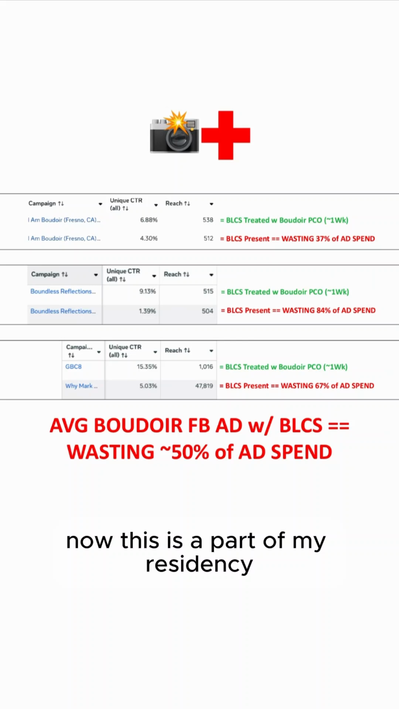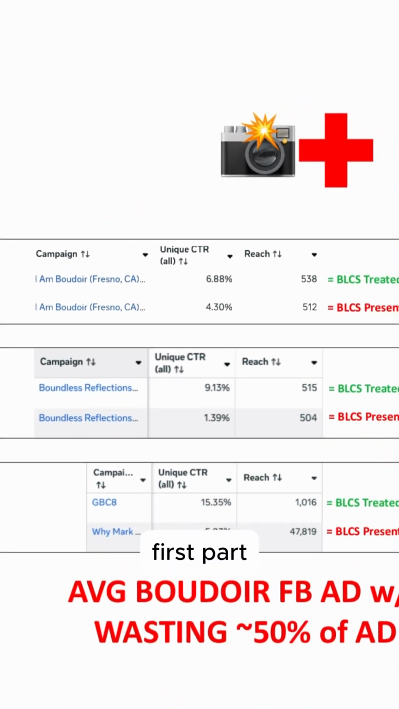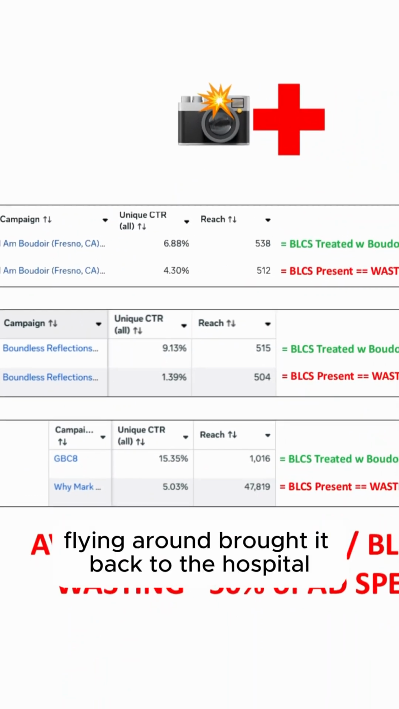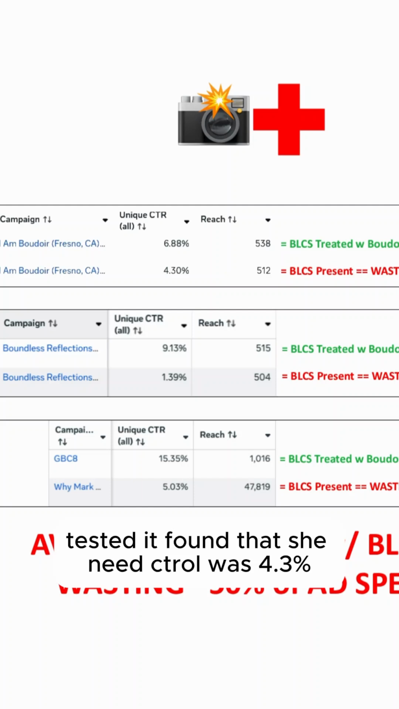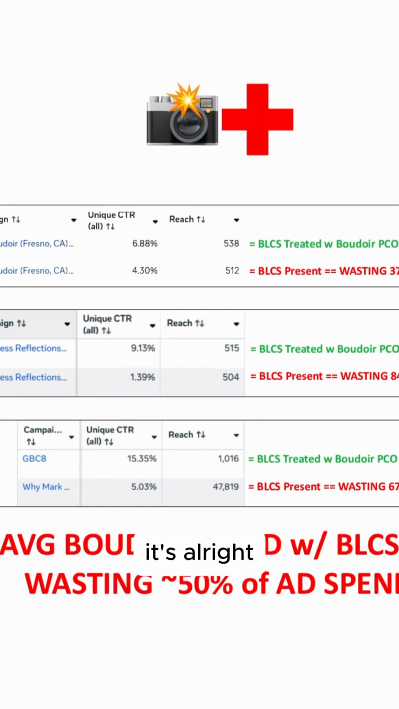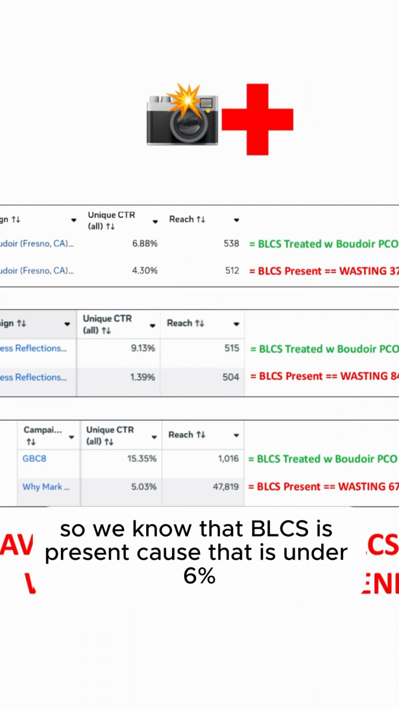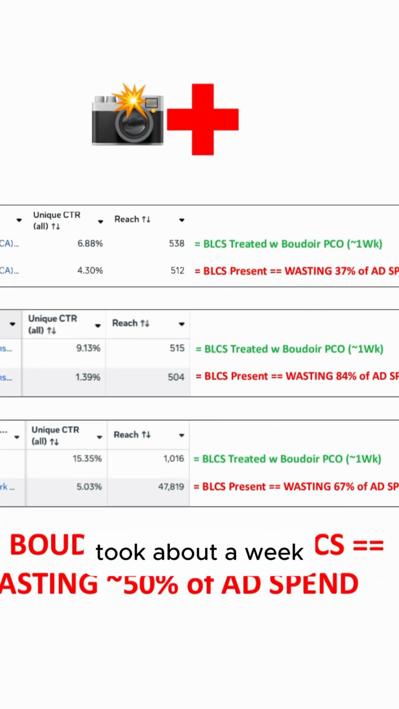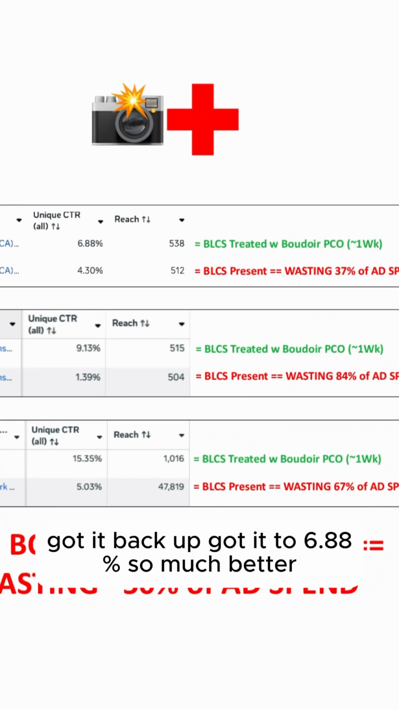Now, this was part of my residency. In the first part, I went in and found a Boudoir Facebook ad out there flying around, brought it back to the hospital, tested it, and found its unique CTR was 4.3%. So we know that BLCS is present because that is under 6%. So we duplicated it, and I treated it with Boudoir Pico. It took about a week, and I got it up to 6.88%. So much better.